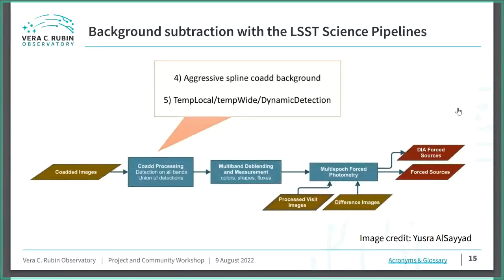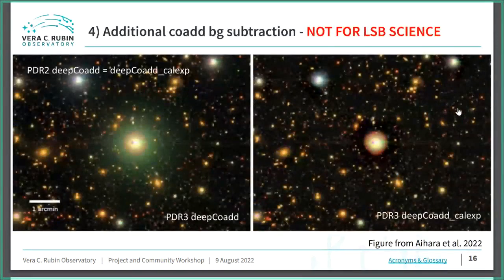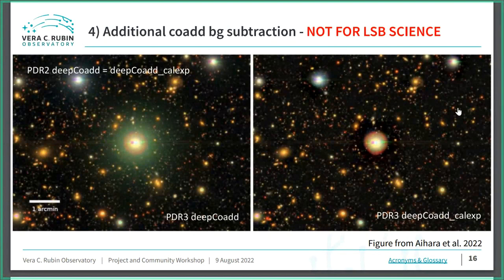Okay, so there are two more steps that I'm not going to go into detail on in this session. At the coadd level, there's an aggressive spline coadd background subtraction step, and then there's a dynamic detection step. Next slide, please. The reason I'm not going into those details is that the data produced as an output of those two background steps are probably not appropriate for LSB science, and this is why.